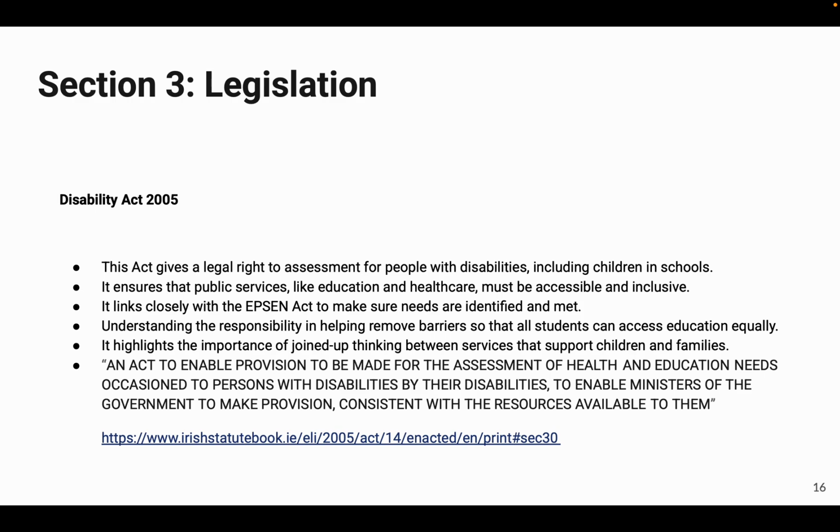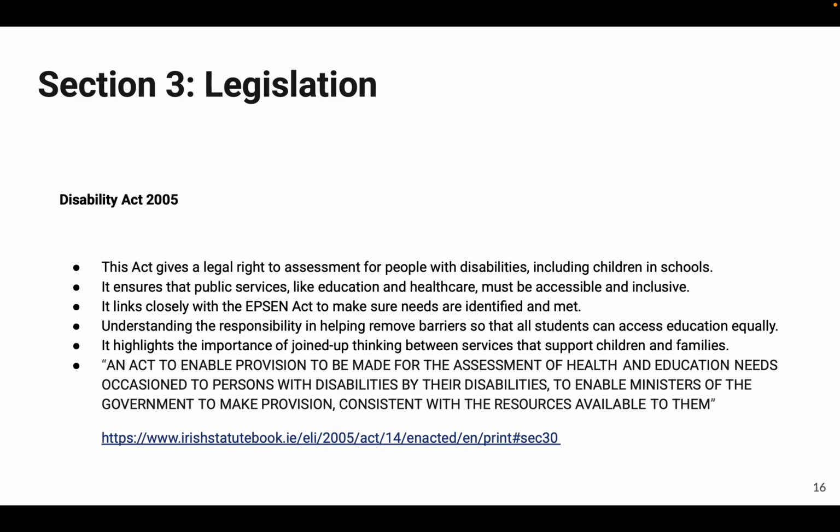Understanding the responsibility and helping remove barriers so that all students can access education equally. It highlights the importance of joined up thinking between services and the support for children and families.